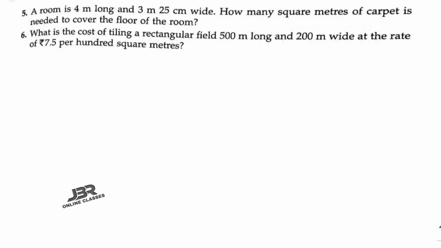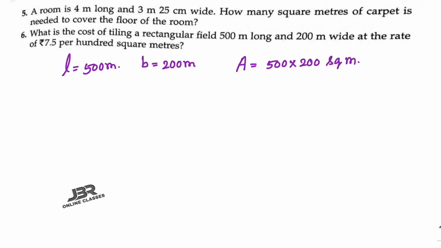Now the next one, sum number 6. What is the cost of tiling a rectangular field 500 meter long and 200 meter wide? So here length equal to 500 meter, breadth equal to 200 meter. At the rate of 7.5 per 100 square meter. That means here first you have to find out the area, and you know the formula, area equal to length into breadth, square meter. So that means here 100000 square meter, that is the area.